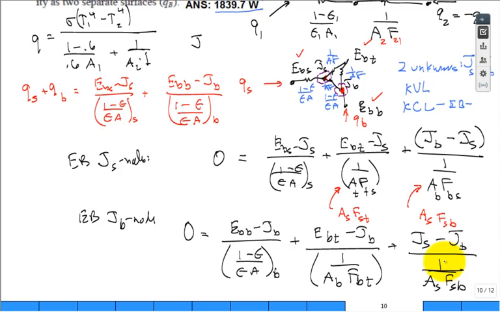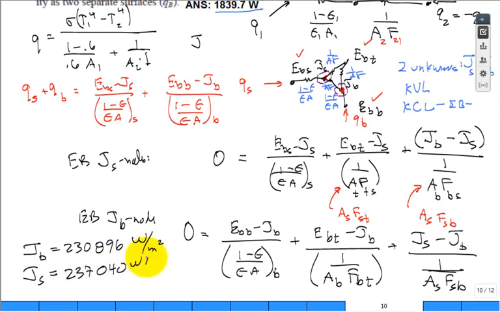Solve it. So when you solve this network problem, you get the solution for the J's. My solution came in that J of the bottom was 230,896. What units does it have? Watts per meter squared. The J of the side is 237,040 watts per meter squared. It's a little higher.